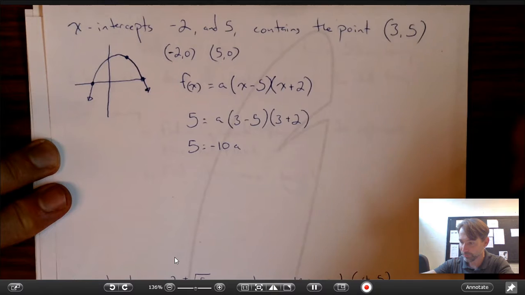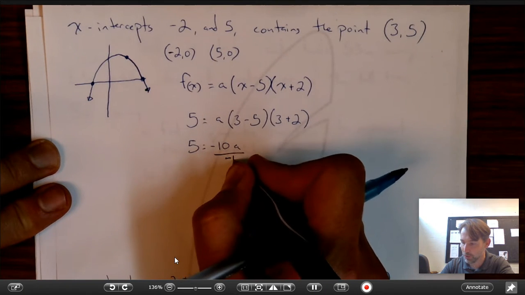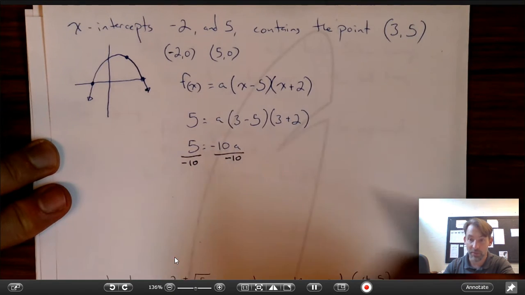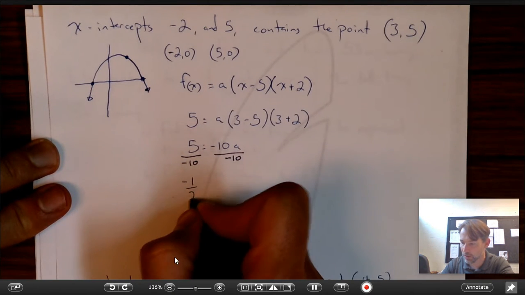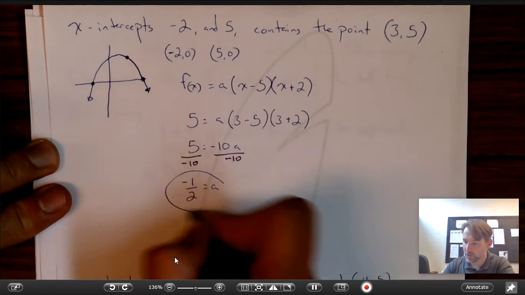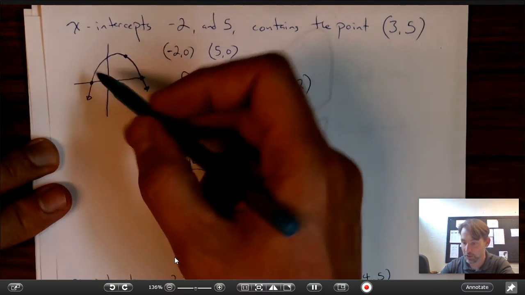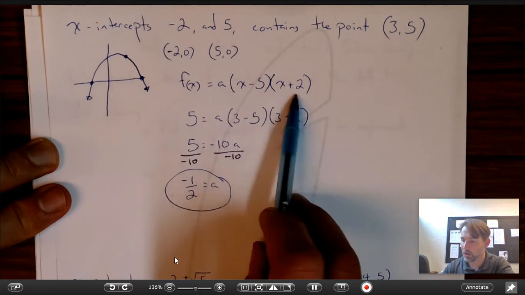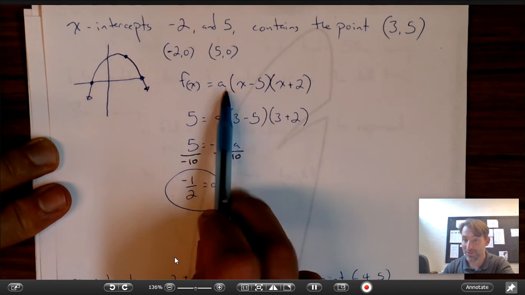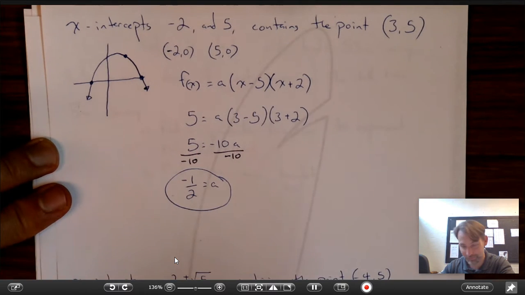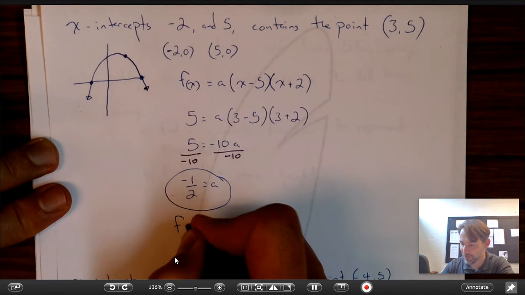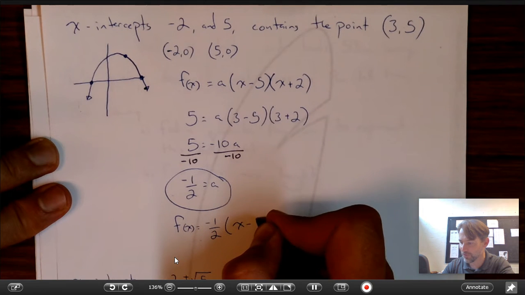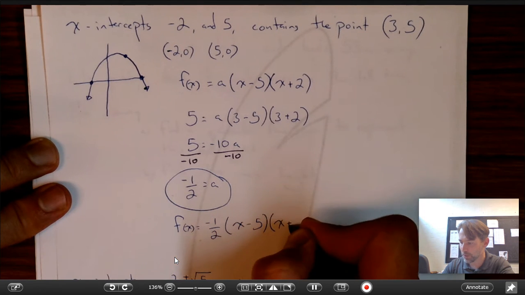Now, I have some inverse operations to do. Hold on to your hats here, people. My guess was exactly right. 5 divided by -10 is -1/2, that's equal to a. What did we just find? We just found the stretch factor of this parabola. We had all the other ingredients of the equation right there and were only missing that one. So now it's time to sub that in, and then we're done. Okay, so it looks like this: f of x is equal to -1/2 multiplied by x minus 5 multiplied by x plus 2.